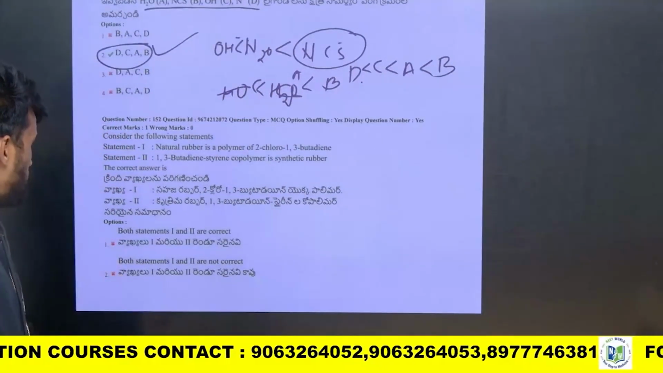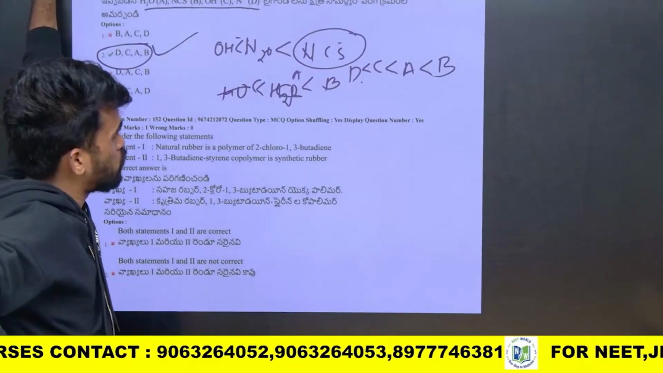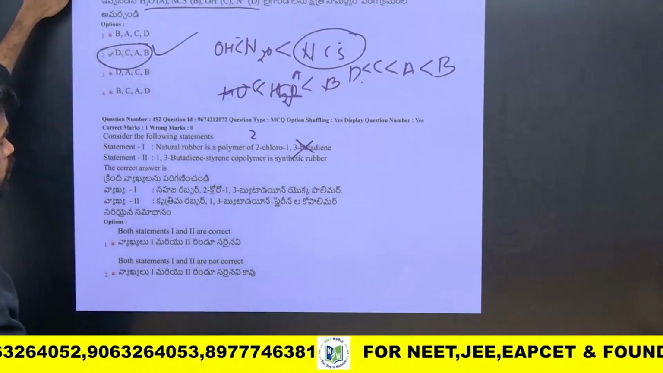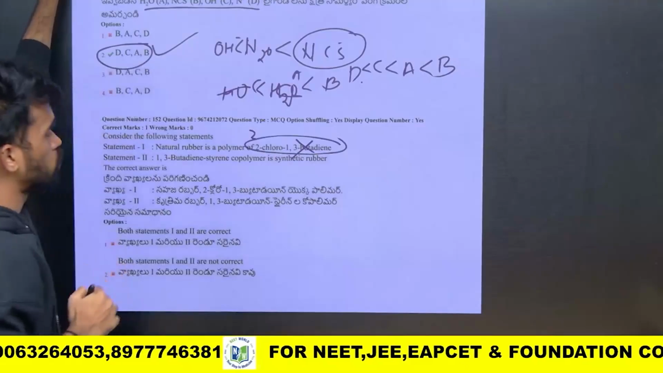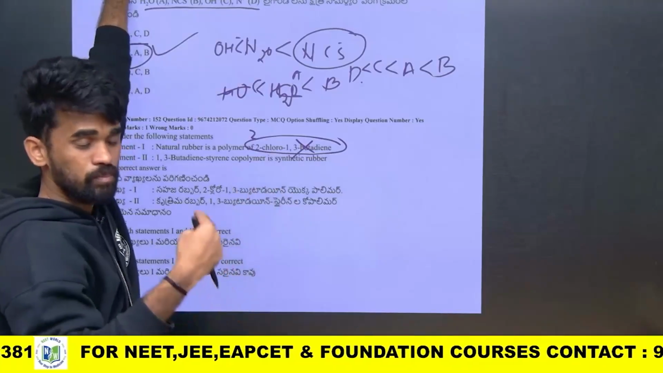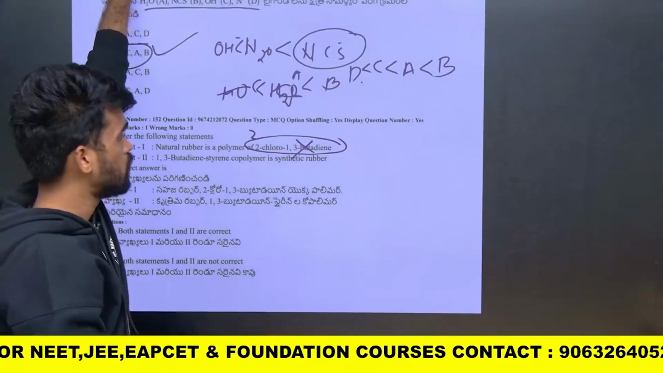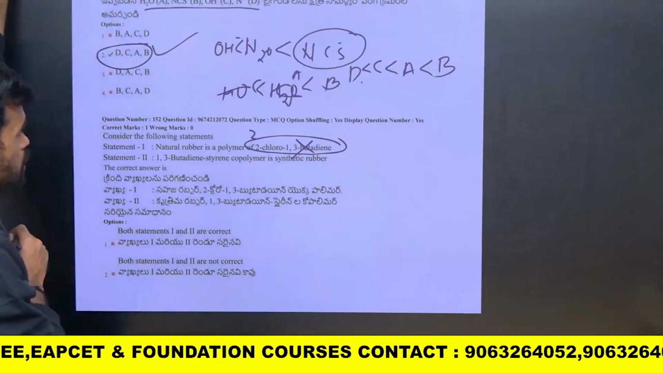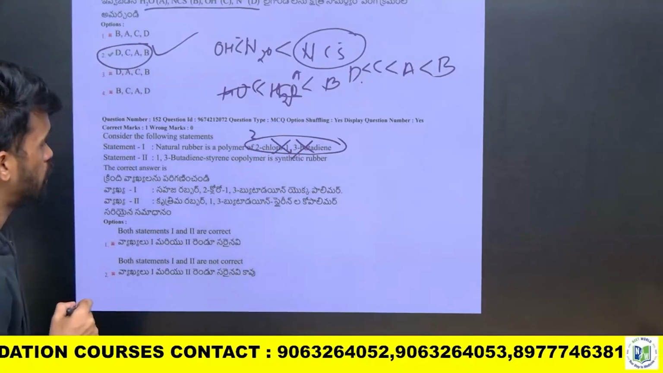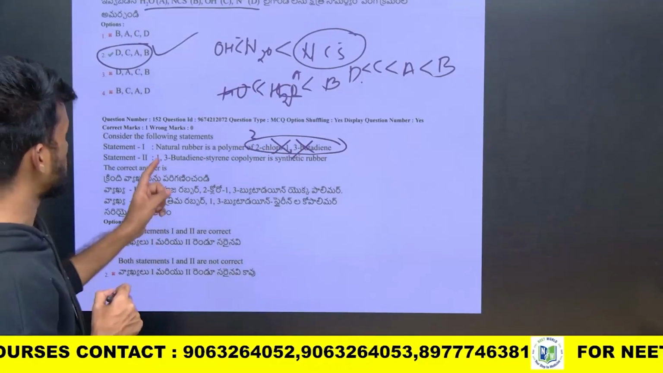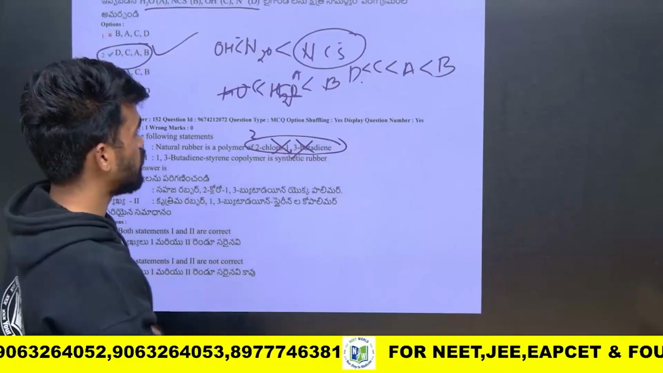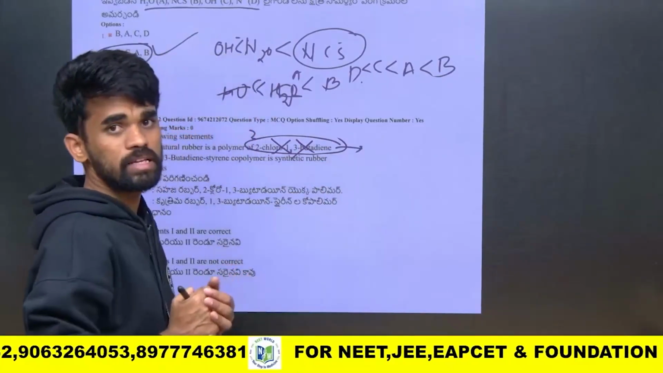The next statement: natural rubber is a polymer of 2-chloro-1,3-butadiene. No, this is not correct. 2-chloro-1,3-butadiene is chloroprene, which is the monomer of neoprene. So this is not for natural rubber. This is not the monomer of natural rubber. From 2-chloro-1,3-butadiene we get neoprene, which is a synthetic rubber.